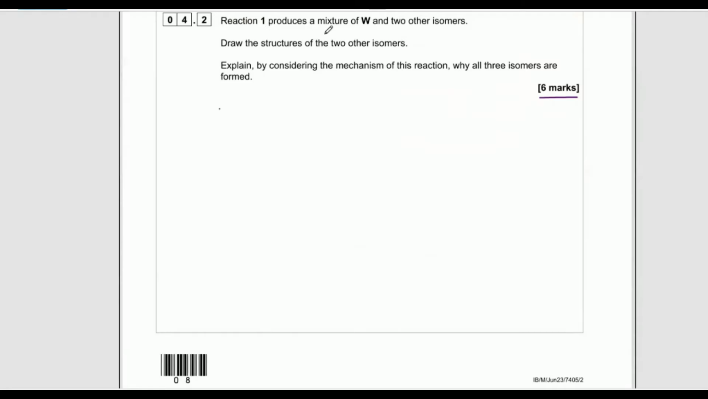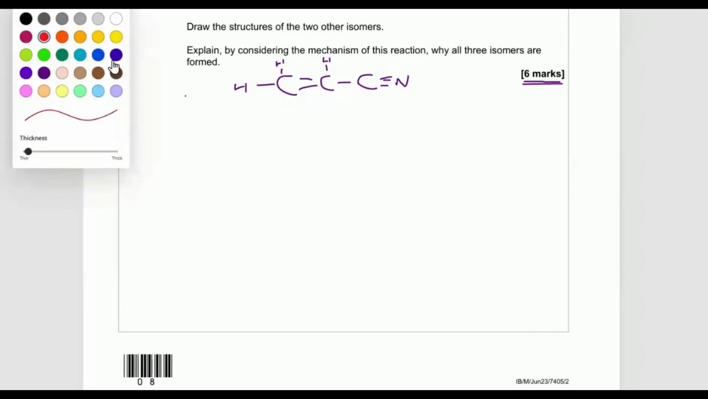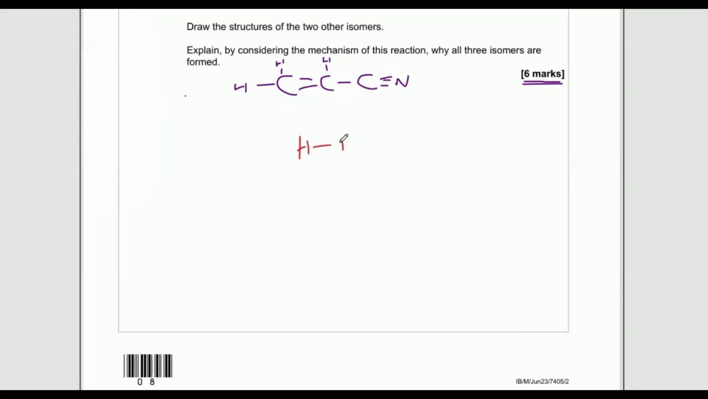Okay, 4.2, reaction 1 produces a mixture of W and 2 other isomers. Draw the structure of the 2 other isomers, and explain by considering the mechanism of this reaction why all 3 isomers are formed. So first up, going to draw out our starting molecule, which was propenenitrile. Okay, so you can see here 3 carbons, we got a double bond there. And so we have HBr, which the hydrogen is going to be delta positive. In AQA, they're not so big on you showing this, and the bromine is delta negative.